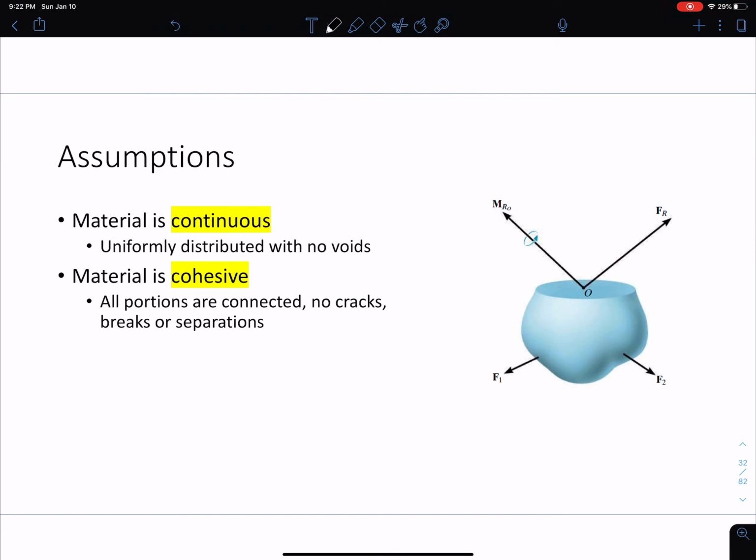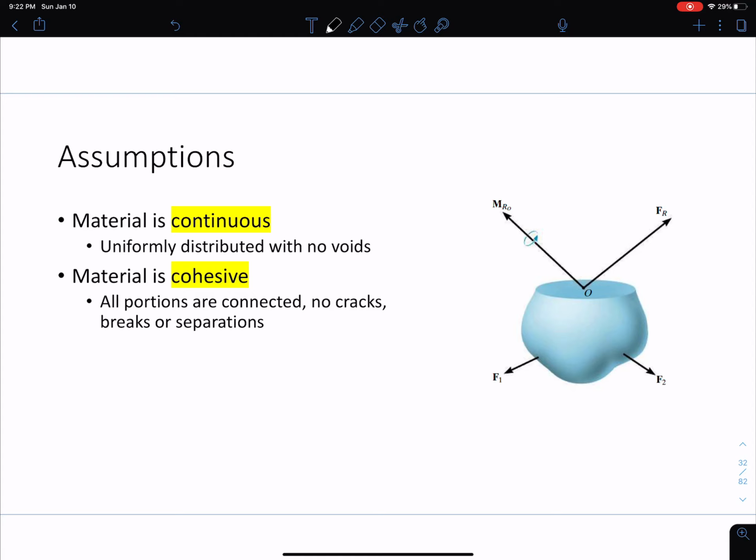Okay, so we need to first go over some assumptions before we can jump into solving problems. Okay. So our first assumption is the material in the structural system that we're dealing with, or any system we're dealing with, is continuous. What does that mean? It means it's uniformly distributed and we don't have any voids. Okay. The next assumption we're going to make is that the material is cohesive. So it means that everything is connected together, no cracking, breaks, or separation.